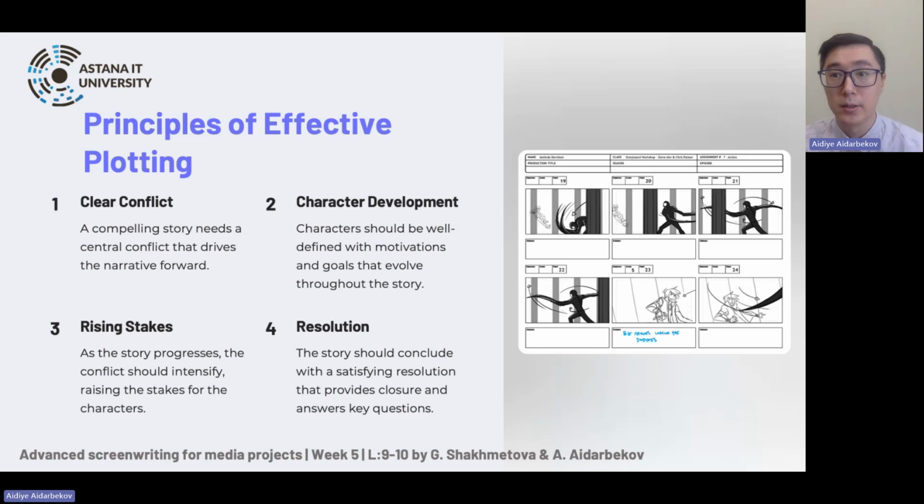And the fourth, the final one, is resolution. The story should conclude with a satisfying resolution that provides closure and answers key questions. All of the elements in the structure, your plotting, your conflicts, your questions, all of them need to be answered by the end, at the point of the resolution of your project.